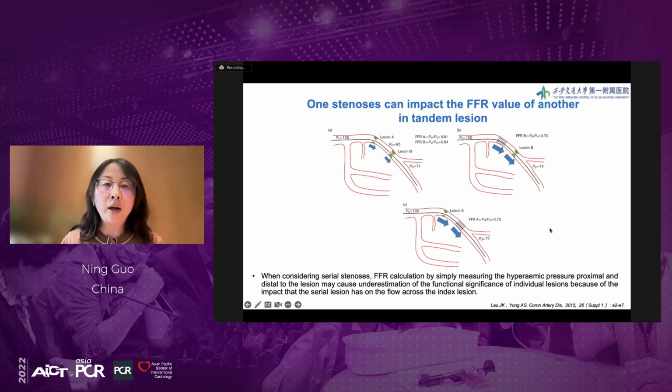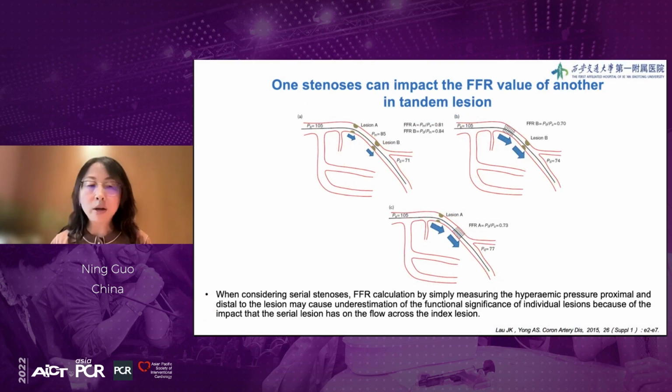But notice, when considering serial or tandem stenosis, FFR calculation by simply measuring the hyperemic pressure proximal and distal to the lesion may cause underestimation of the functional significance of individual lesions because of the impact that the serial lesion has on the flow across the index lesion.